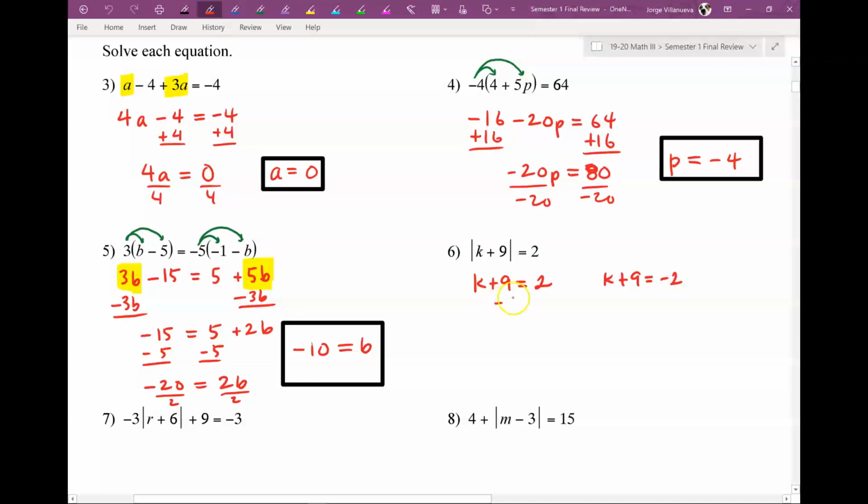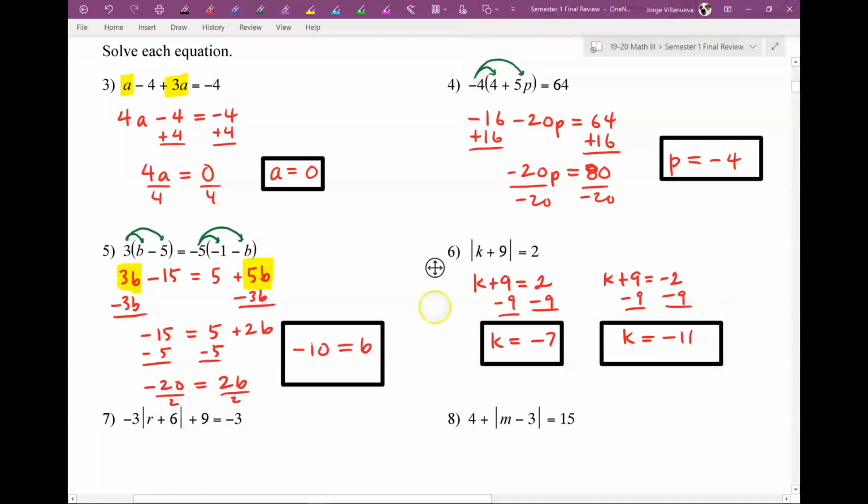So let's subtract 9 on both sides here. So I get k equals negative 7. So that's one answer. And then I'll subtract 9 on the other side as well. So that gives me k equals negative 11. So here's one of them, and here's the other one. So two different answers. And remember, you can always check your work by plugging it back in and seeing if it actually equals a positive 2, which both of these will.